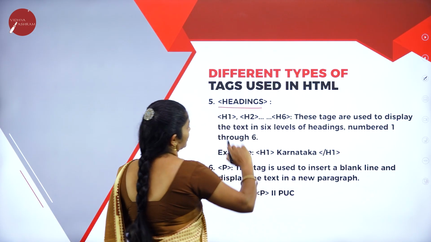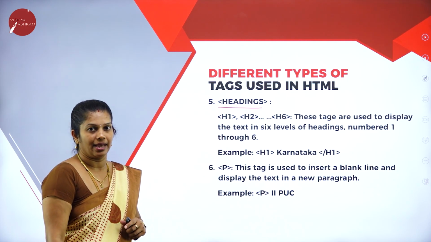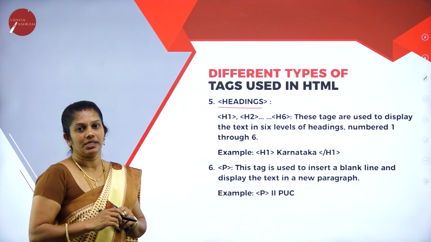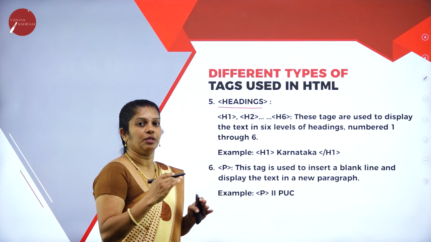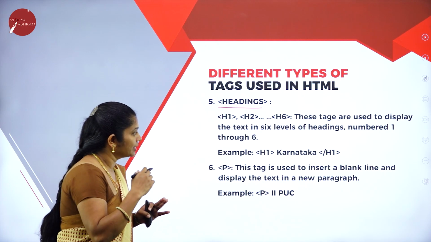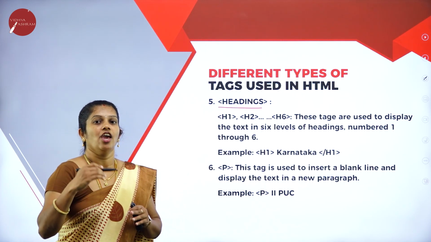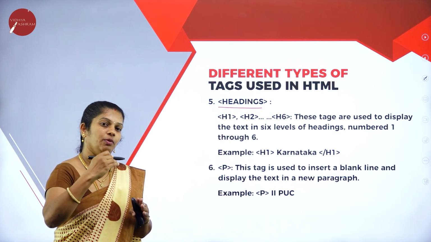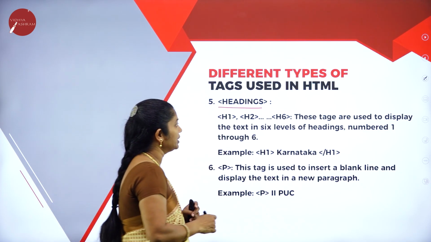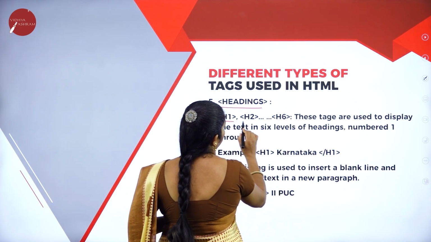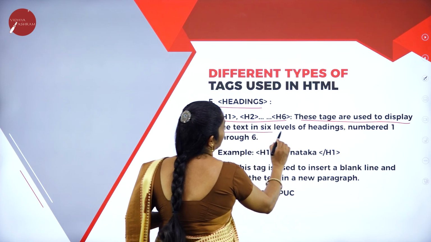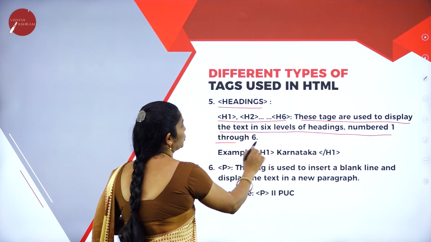Next one, heading tags. The name itself suggests heading tag. When you want to display information in larger size, at that time we use this heading tag. It will display the data bolder as well as larger. If you use an H1 tag, it will display in larger size. If you use an H2 tag, then compared to H1 it will be smaller, like that. You can increase or decrease the size by using heading tags. H1, H2 up to H6 we have. These tags are used to display text in 6 levels of headings, number 1 through 6.